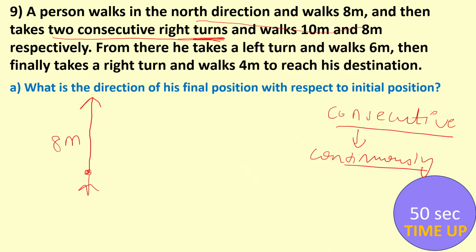And he will walk for 10 meter and 8 meter respectively. Two continuous right turns he will take. So first right turn will be here and he will walk for 10 meter. Then again right turn he will take and walk for 8 meter. That is what consecutive means.